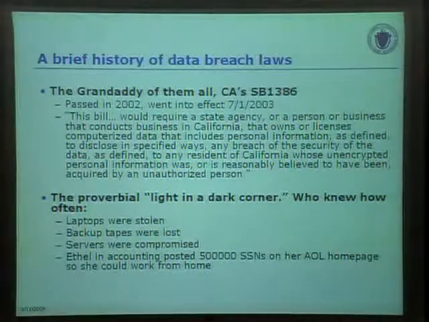After it went into effect, this was a proverbial light in the dark corner. We really didn't know how often laptops were stolen, backup tapes were lost, servers were compromised. Ethel in accounting posted 500,000 social security numbers to her AOL homepage so she could work from home. Like I said, it was the light in the dark corner. Everyone suddenly started reporting to people in California, oh, hey, we lost your data, sorry.